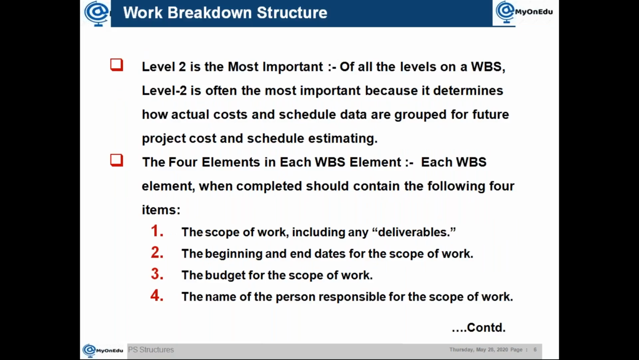Then level 2 is the most important, which we said most of the time we use for the phases, or the methodology will be represented by level 2. Then there are 4 elements in each WBS element. Each WBS element should contain the scope of work, including any deliverable, the beginning and end of the scope, so what is the total period required for that, then what is the budget, then the name of the person responsible for the scope. Anyway, what I'm talking about are generic principles, nothing specific to SAP. But surely SAP is a tool which can be used for project management. Hence, all these things will be covered in that.